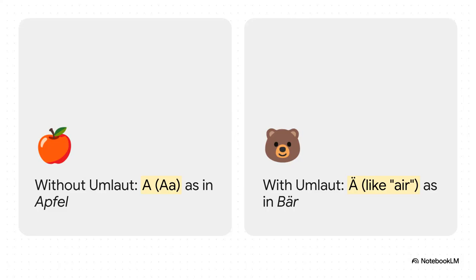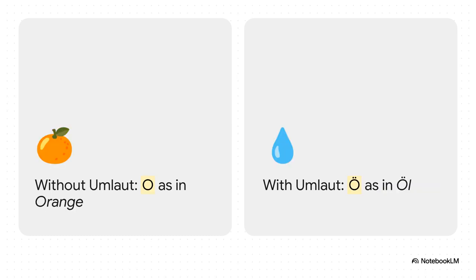Let's see how it works. A regular A with no dots is A, like we learned in Apfel. But once you add the umlaut, the sound changes to be more like air. Listen to this. Bear. Your turn. Bear. Big difference, right?